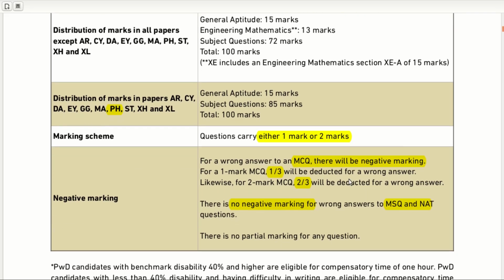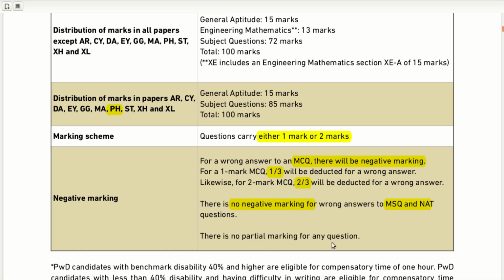Then we also have negative marking for MCQ, that is 1/3 mark is deducted. So if it is a 1 mark question, minus 1/3, and if it is a 2 mark question, then minus 2/3. But there is no negative marking for MSQ and NAT, that is multiple select questions and numerical answer type questions. We don't have any negative marking, so you can attempt all the questions in that particular segment.